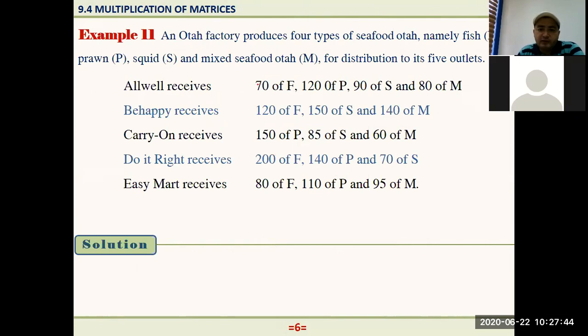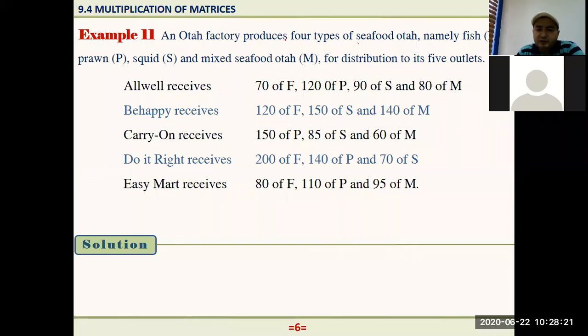An OTA factory produces 4 types of seafood OTA. Seafood OTA, I don't know, in Cambodia, have you ever seen this? I never eat street food. You can see this. Some people actually just sell this in a stroller, right? So seafood OTA, using some kind of seafood, they are making food, okay? That is seafood OTA. Especially this is quite popular, famous in Malaysia, Singapore, and Indonesia, even in Thailand and Myanmar. Anyway, so there's a kind of food.